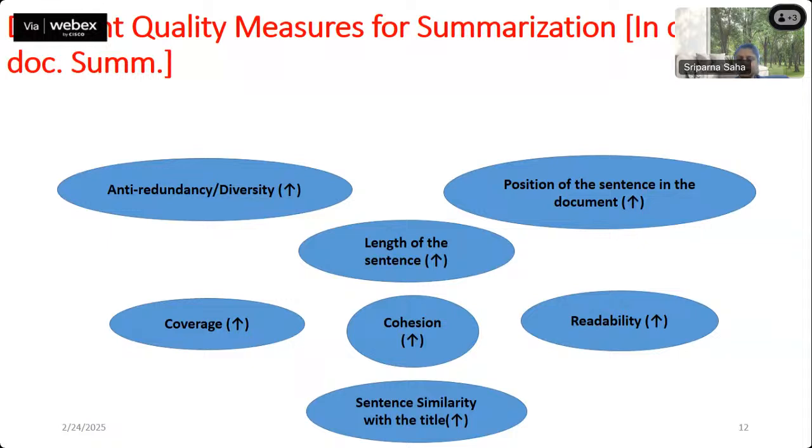Then the second is that the length of the sentence should also be long. So mostly if the sentence is lengthy, then that means it must contain more information.